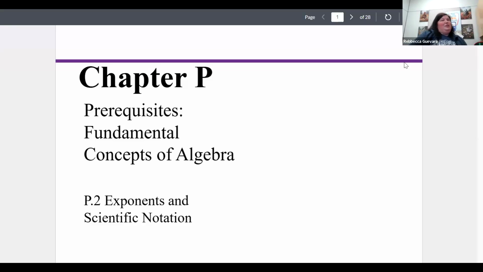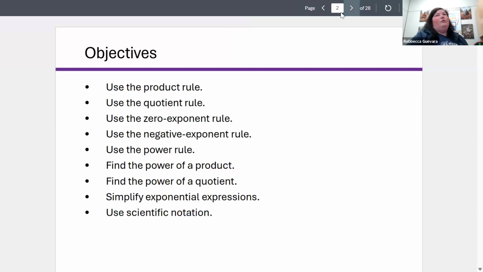We are moving on now to exponents and scientific notation. This is going to be your section P.2, so still in the preview, prerequisite sections. We're going to go over rules of exponents, as you see several more here. We're going to use these to help us simplify exponential expressions. And then our very last bit on exponents is going to be doing scientific notation. We're going to learn to transfer something into scientific notation and then back.